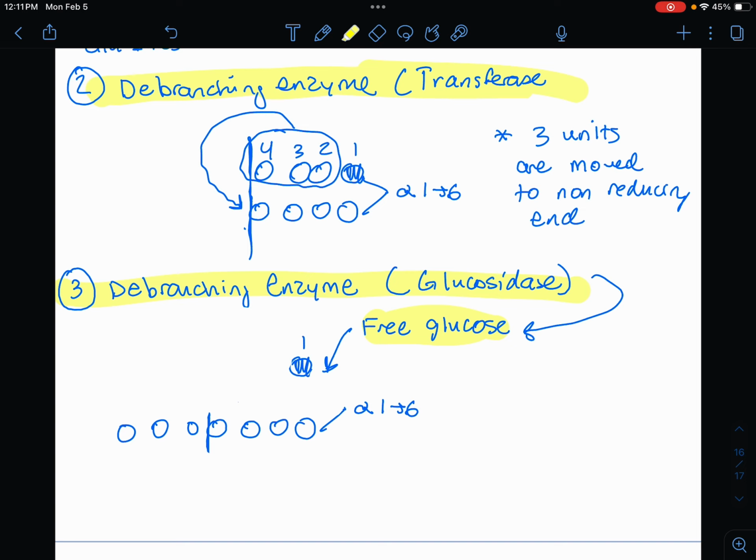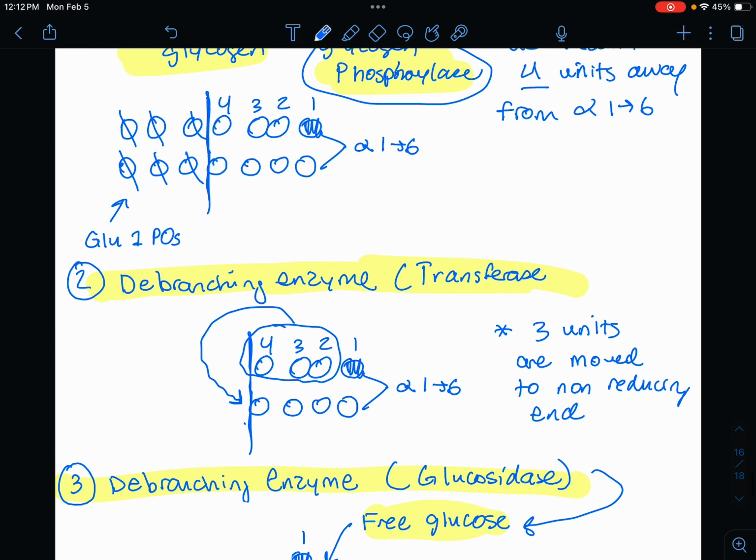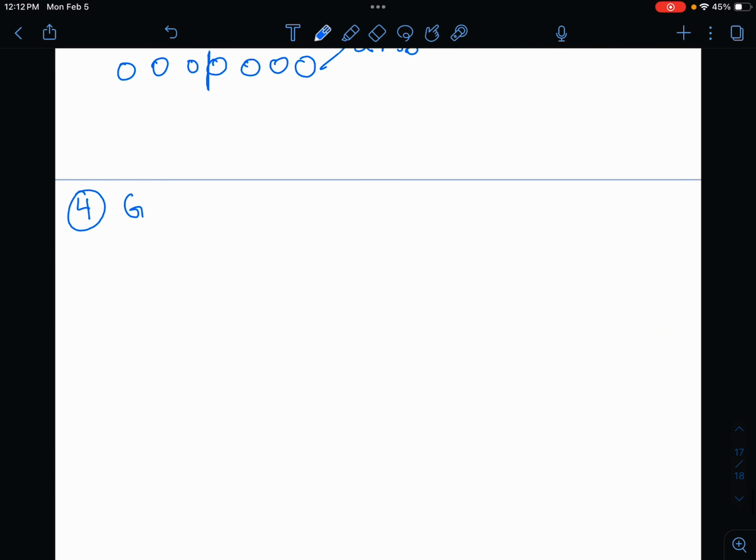All right, the next step will be involving our previously cut in step 1, these glucose 1-phosphates. So we're going to have glucose 1-phosphate. We're going to be using phosphoglucomutase as the enzyme.